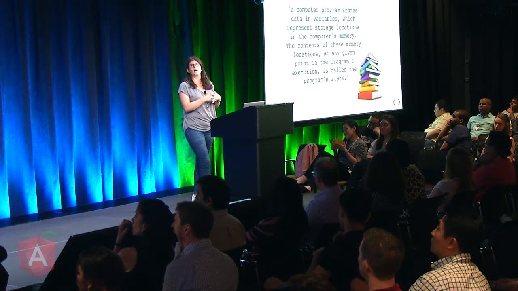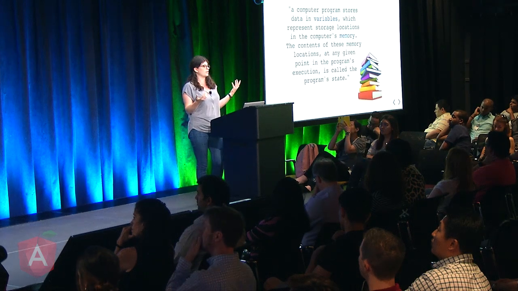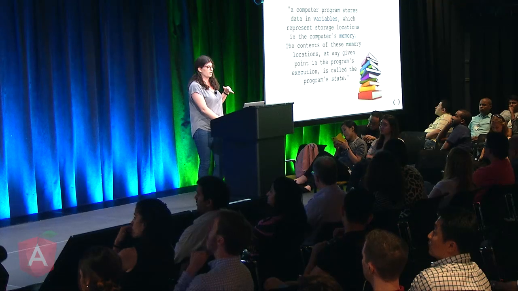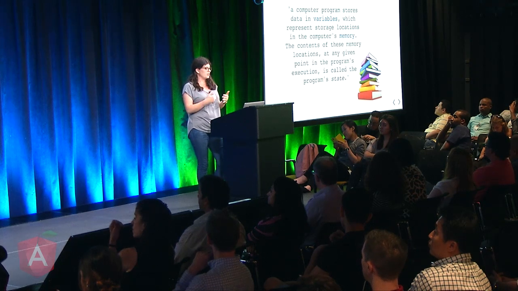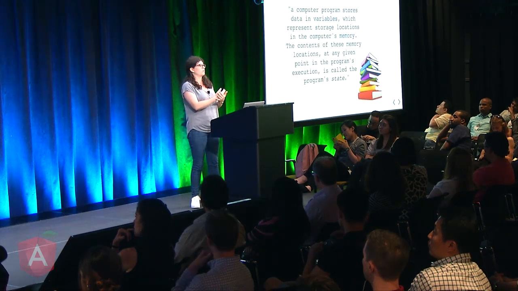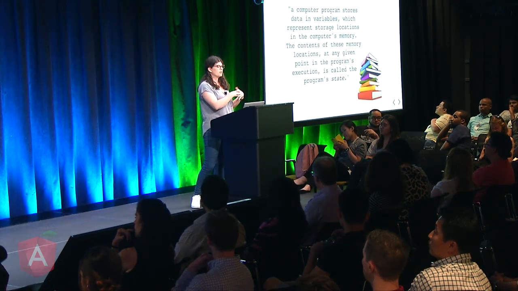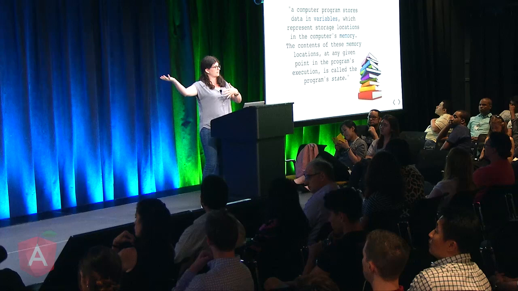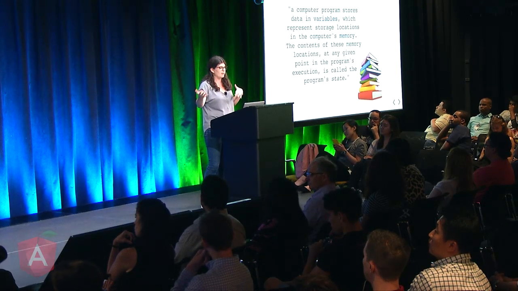So I keep mentioning this state containing and why you would want to do that in your Angular apps. Just to make sure everyone's on the same page, when I say state, this is the Wikipedia definition: a computer program stores data in variables, which represent storage locations in the computer's memory. The contents of these memory locations at any given point in the program's execution is called the program's state. So let's say you have an online bookstore, and a user in Kentucky opens the website and clicks on a book. At that point, the state will reflect that that user in Kentucky is looking at your app and at that specific book. If they were to look at another book, that would be reflected in the state. If they were to log out and log in as another account, same thing.